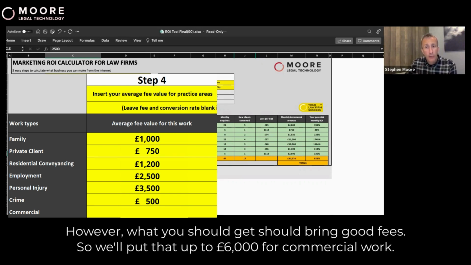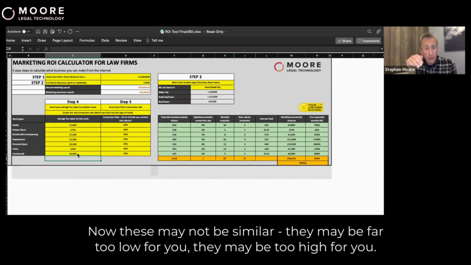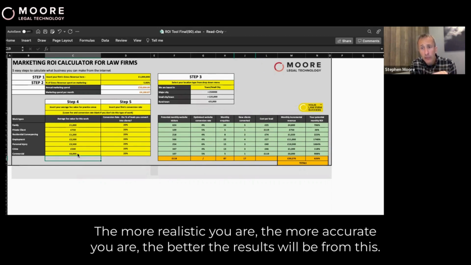However, what you should get should bring good fees. So we'll put that up to £6,000 for commercial work. Now, these may not be similar. They may be far too low for you. They may be too high for you. These are just numbers and should be treated as such, but they will affect your output. The more realistic you are, the more accurate you are, the better the results will be from this. Okay.